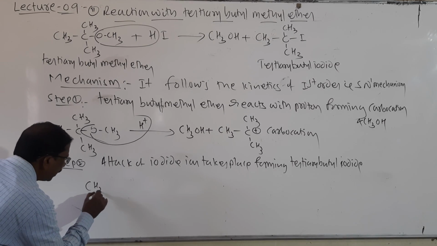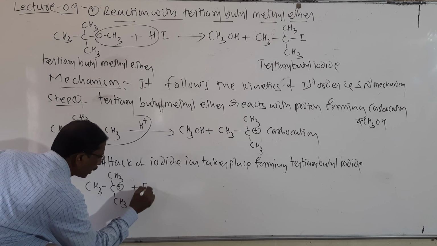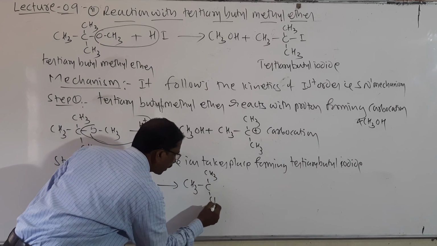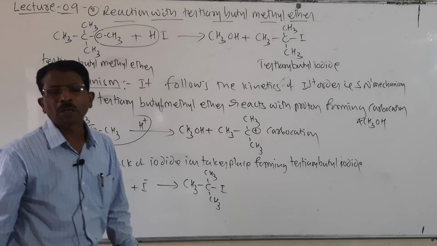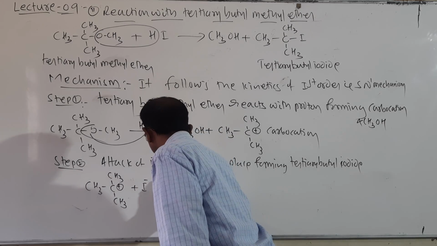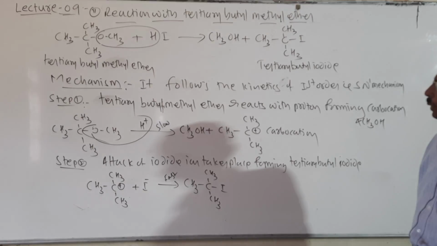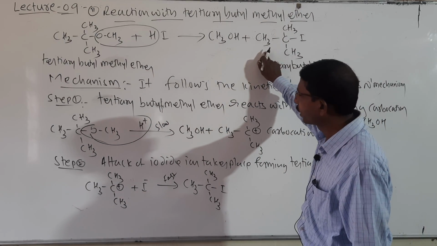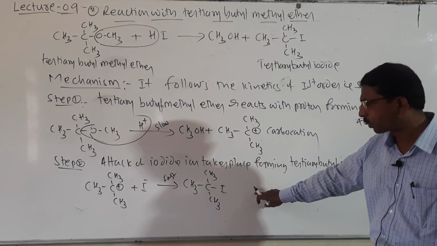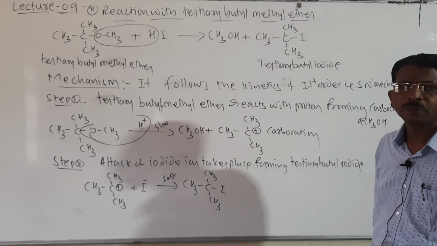So here I will write CH3, C+, CH3, CH3. It is a carbocation. When it is treated with a nucleophile iodide, it forms CH3, CH3, CH3, and I. It is called tertiary butyl iodide. So the first step is the slowest step and the second is the fast reaction. Look here students, it is a mechanism. In one step only the reaction is not completed; here it first forms the carbocation, and this carbocation reacts with the nucleophile and then forms tertiary butyl iodide. So it is a mechanism which takes place in two steps.